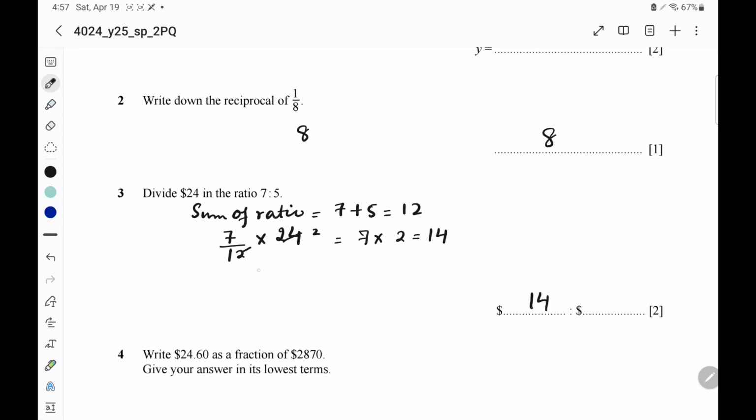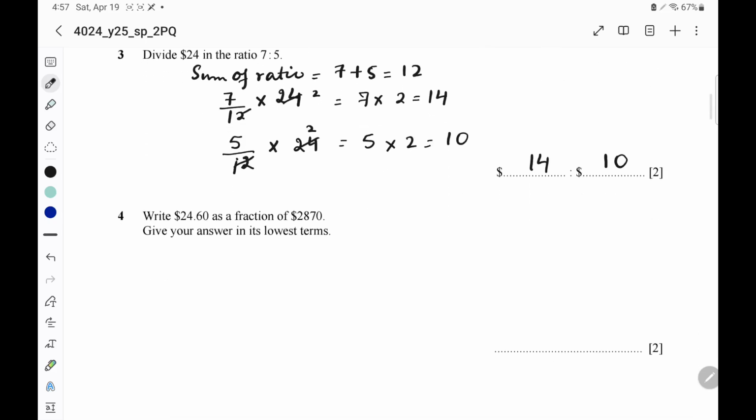The next one, 5 is the ratio. So 5 out of 12 times 24. So 12 times 2 is 24. 5 times 2 is equal to 10. So 10 will be the other share. And 14 and 10 becomes 24. Alright, so just move to question number 4.